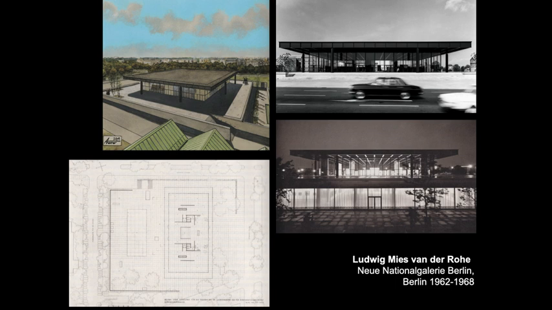For example, Mies van der Rohe designed the New National Gallery in Berlin in the 1960s after the principle of a Greek temple. But this is not a religious building, and it's not built out of marble or stone. It's created out of steel.